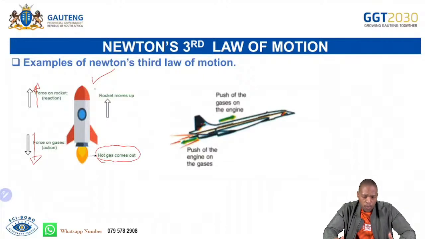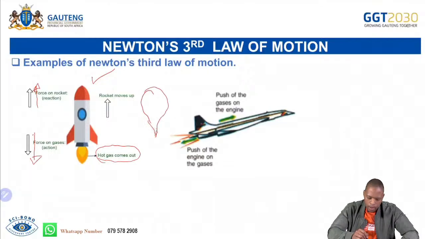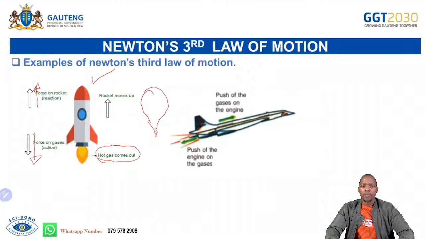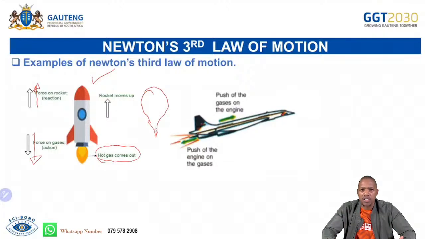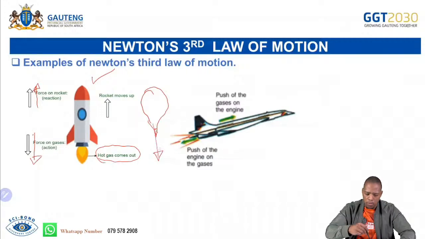To understand this, I want you to think of a balloon, right? If you take a balloon and you inflate it, but then you decide not to tie it up, you let it go. What does the balloon do? It starts moving in all different directions. What causes the balloon to move? The balloon releases all the gas that you used to inflate it. So as it releases the gas to the atmosphere, it is exerting a force on the atmosphere.